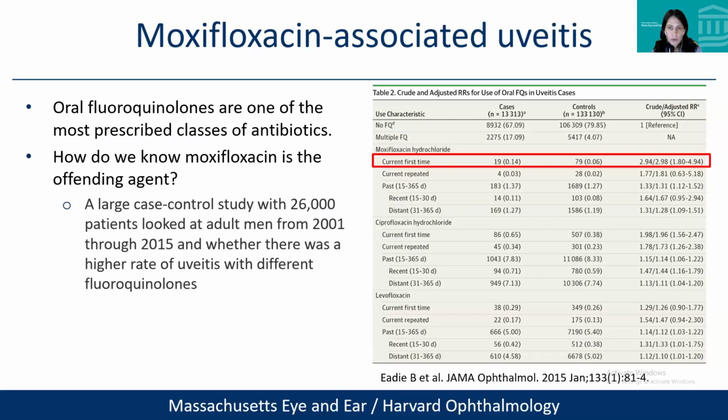And so what you can see here highlighted in red is that moxifloxacin had a very high rate of being associated with new onset uveitis cases. Ciprofloxacin also was associated, but at a much reduced relative ratio, and then levofloxacin was not significantly associated at all. So this provides additional evidence that moxifloxacin is the culprit.